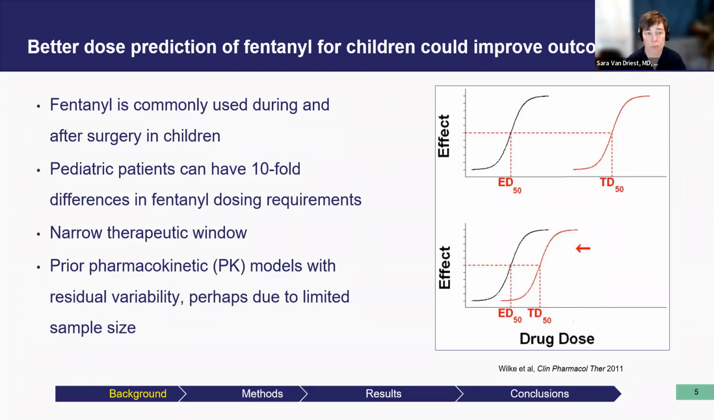dose is relatively small. We also know that there have been many attempts to build pharmacokinetic models for this drug, and there's significant residual variability. One of the reasons for this might be the limited sample size of the studies that have been done, leading to inadequate explanation of the things that are contributing to variability across individuals.